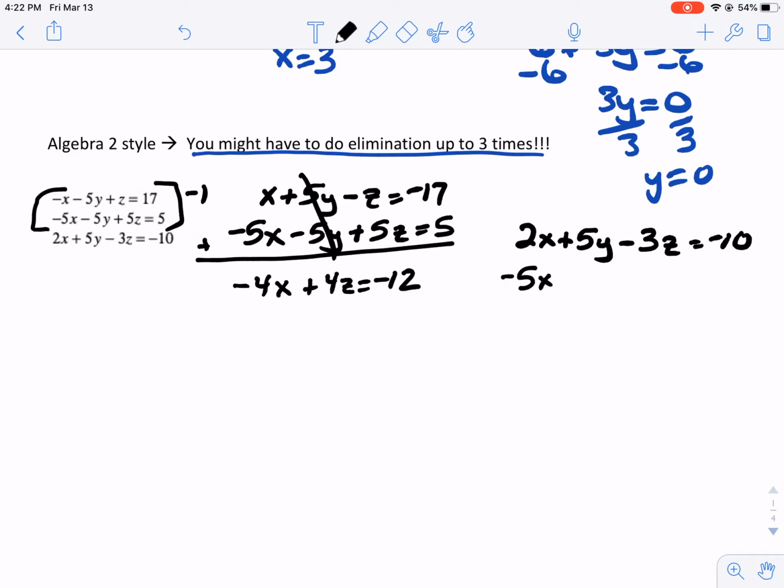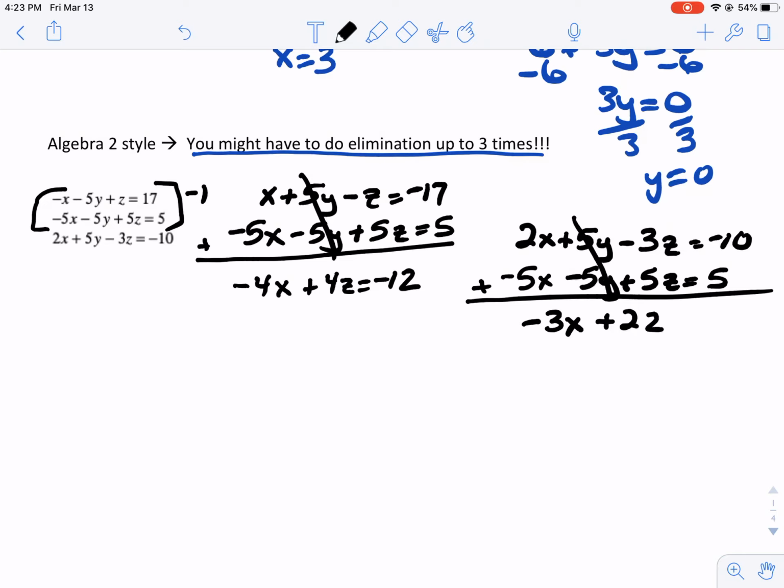So -5x, -5y, plus 5z equals 5. And now, if I just add them together, my y's will go away. So I don't need to multiply by anything. So I'm just going to add these two together, and that's going to give me negative 3x. The y's cancel, plus 2z equals negative 5.